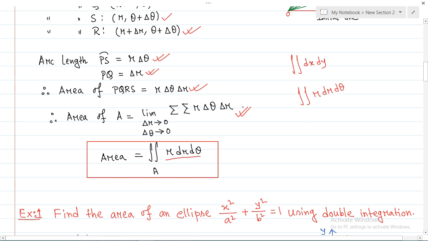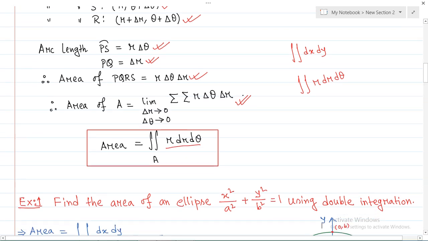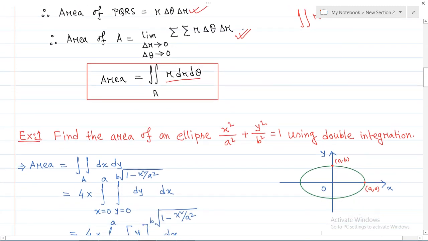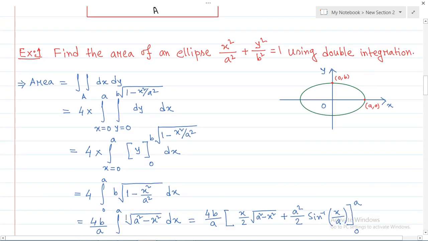This is the only change. Otherwise, the rest of the things are going to be as they are. Now let us discuss the solution of some problems. So first we will start with the easy case, that is the Cartesian coordinate system.